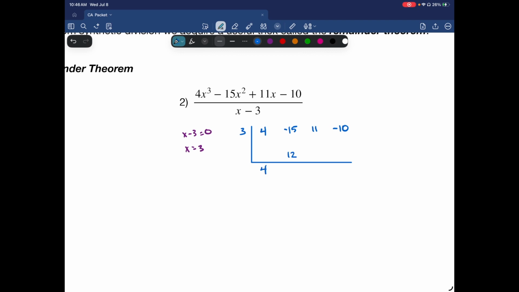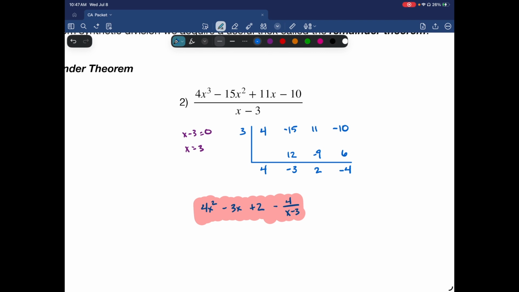I add my column. The signs are different, so I subtract, take the sign of the larger, so that's negative 3. I multiply. Negative 3 times 3 is negative 9. Add your column. The signs are different, so you subtract, take the sign of the larger, so that's going to be positive 2. Multiply, you get 6. Put the 6 under the 10, add your column, and you get negative 4. Okay, you start with x cubed, you divide it by x, so 4x squared minus 3x plus 2 minus 4 over what I divided by, x minus 3. You start with x, you finish with x. All right, so that's how that's done.